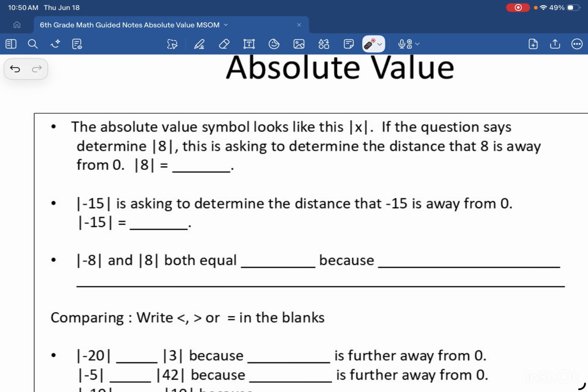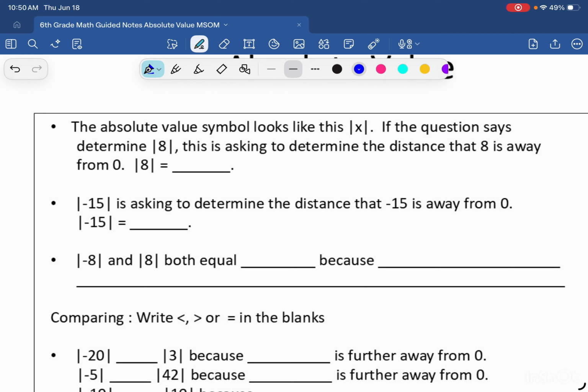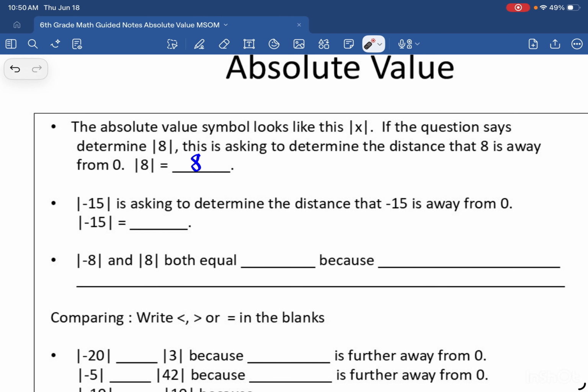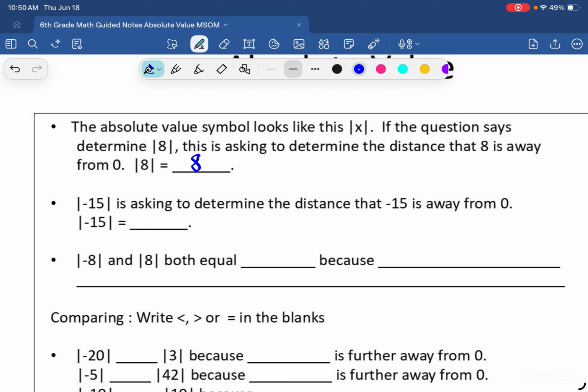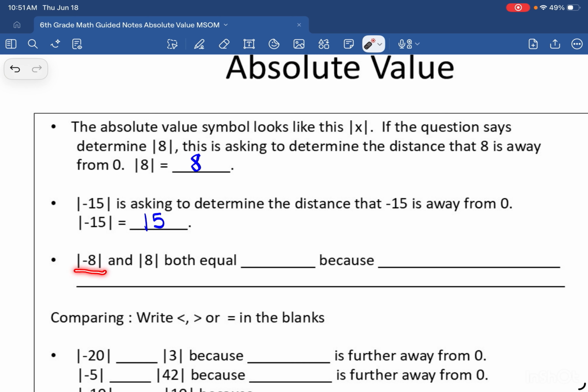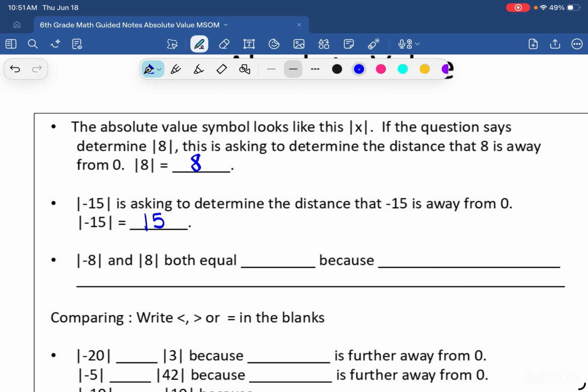If the question says determine the absolute value of 8, this is asking to determine the distance that 8 is away from 0. So the absolute value of 8 is 8. The absolute value of -15, that's what that symbol right there means, is asking to determine the distance that -15 is away from 0. So the absolute value of -15 is 15. The absolute value of -8 and the absolute value of 8 are both equal to 8 because they are both 8 away from 0.